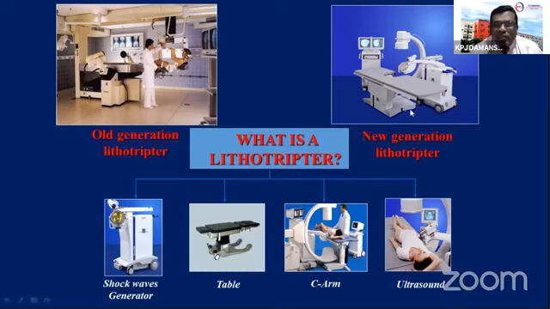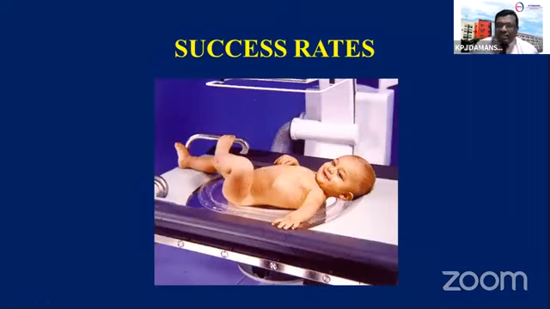Now the newer generation is different. There's no big swimming pool, but a small water-containing bubble inside the machine, where the water allows the shock waves to transmit into the kidney. Basically, the machine consists of a shock wave generator, a table, and either a C-arm or an ultrasound to focus the stones. Now the success rate will depend.